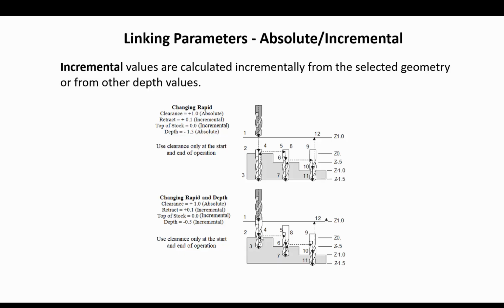It retracts back to the retract level, rapids again to the next hole, rapids down in Z only, and we'll feed in from 100 thou above the top of the stock, which was set to incremental and 0, and then we'll feed in just half an inch. Same thing with the last hole, and then it will retract back to the clearance level.